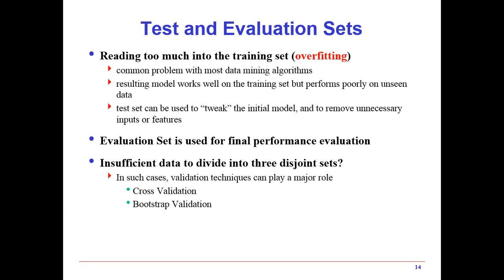The evaluation set is used for the final performance evaluation. New data is used for the final performance. When there is insufficient data to divide into three disjoint subsets, validation techniques play a major role, and we have many different types of validation.